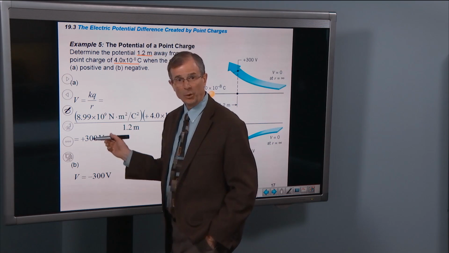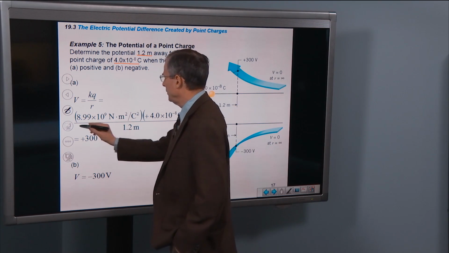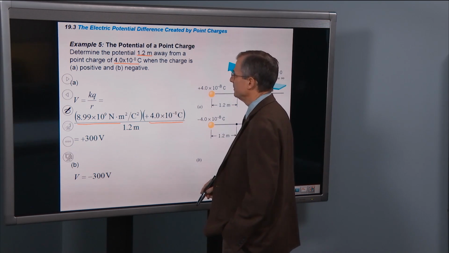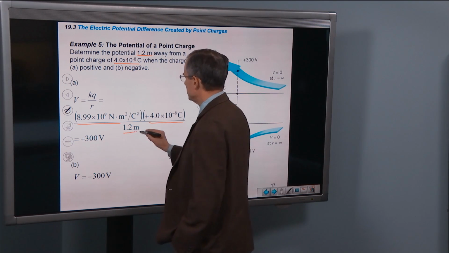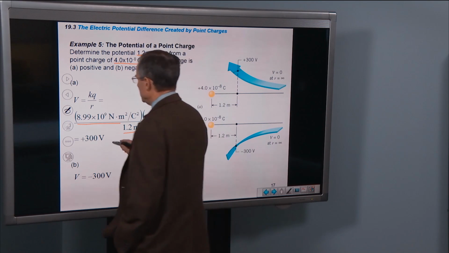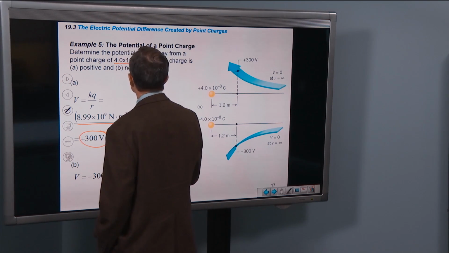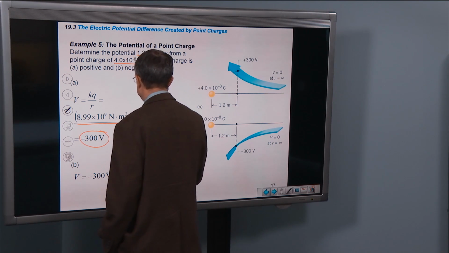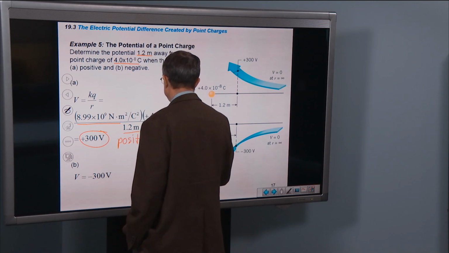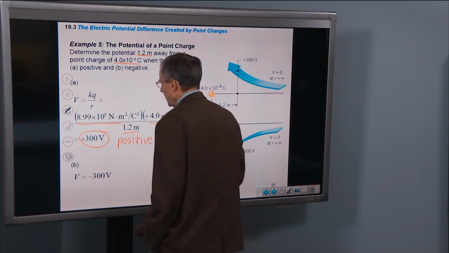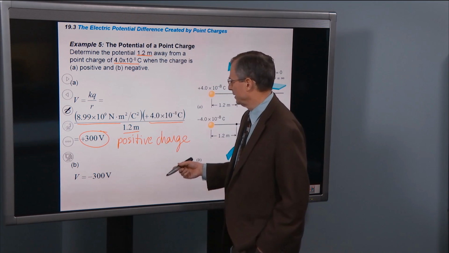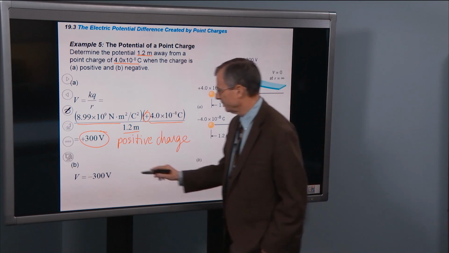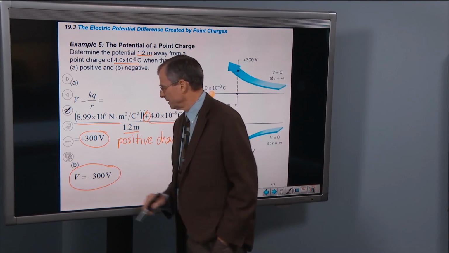V is KQ over R, happy day. We know what K is, we know what Q is, it's given up there, 4 times 10 to the minus 8 coulombs, divided by the distance of 1.2 meters. So this is for the positive charge. And if we plug in for a negative charge, change this positive to a negative, then obviously we're just going to get the negative.